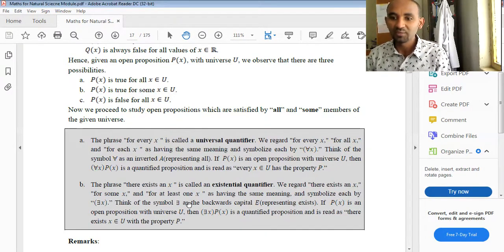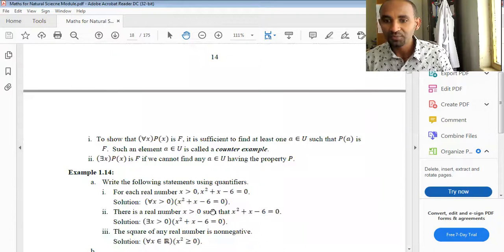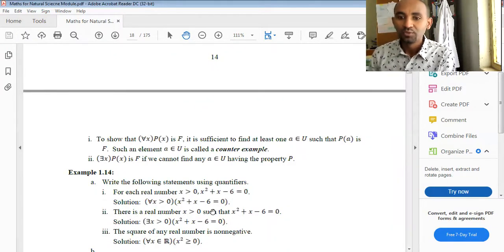To quantify a statement means we declare that the property is satisfied for every x in the universal set, or for some x, for at least one x. That's called the existential quantifier. So we show that the property is satisfied for all x, the universal quantifier. We show that for all x, p of x is false if we can show a counterexample. That makes the statement false, at least one. Then we say the statement is false, and that value is said to be a counterexample.